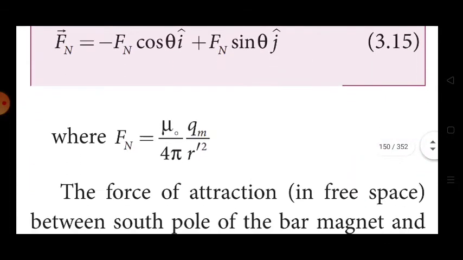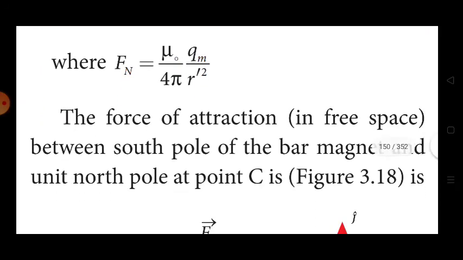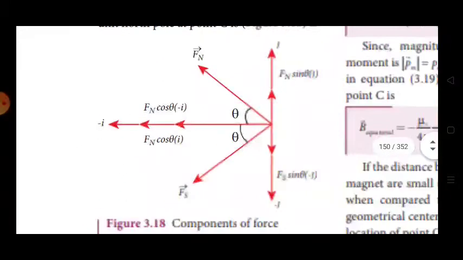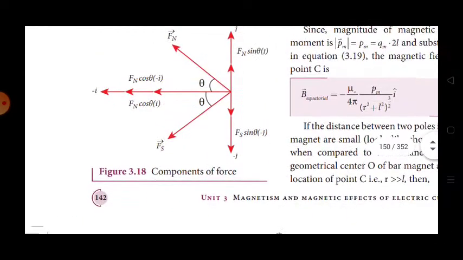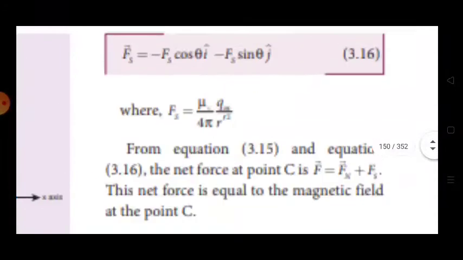where Fn is equal to mu naught by 4 pi, Qm by r dash square. The force of attraction in free space between the south pole of the bar magnet and the unit north pole at the point C is, see the diagram, components of force, opposite sin theta, positive sin theta, negative sin theta, cos theta, like that. Finally, you will get derivative 3.16.